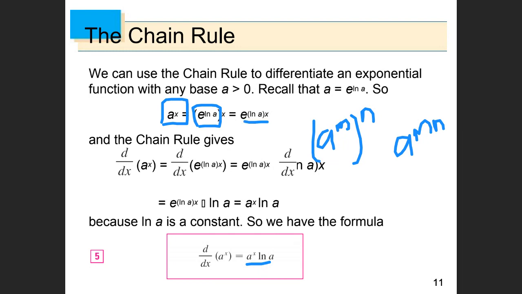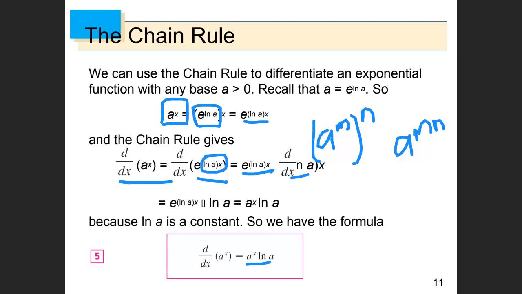Now, what then becomes of the derivative of a to the power x? It will be the derivative of e to the power ln of a times x. The first thing you do is start by differentiating the e function. Remember, if you differentiate the e function, it stays the same. And then you need to differentiate this power here. So the first thing is it stays the same.